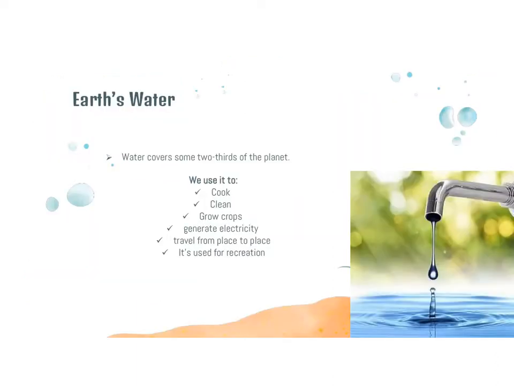So let's start now. Water covers some 2/3 of the planet. If you think of the different uses of water, we use water to cook, to clean, we drink it, and we grow crops with water. Also, we use water to generate electricity and to travel from one place to another. It is also used for recreation. Water is perhaps the most important and abundant resource on Earth. Understanding Earth's water supply and how it affects our lives is an important part of geography.